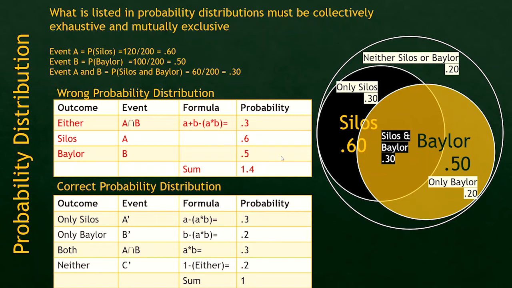And then both, what's the probability of them going to both the silos and Baler? So we've done this portion. We've done this portion. Now we're doing this portion right here. So the probability of silos and Baler equals A multiplied by B, which is this middle section, which is 0.3. And then last but not least, what is the probability of them going to neither the silos or Baler? So all that we've got to do is do 1 minus either, which we've got right up here. So 1 minus all of this, which gives you 0.2.